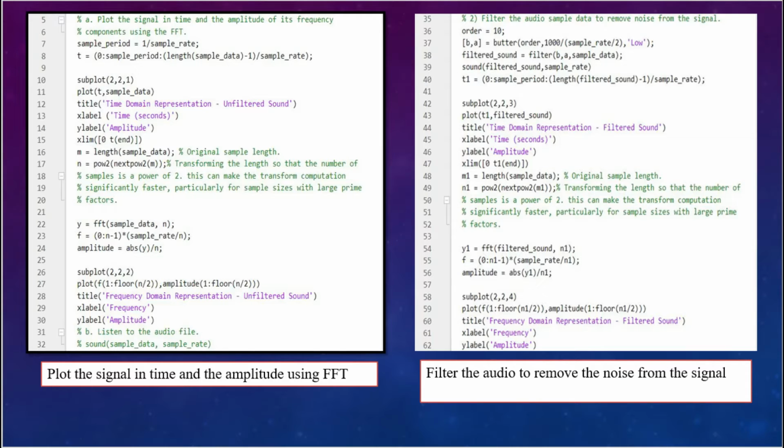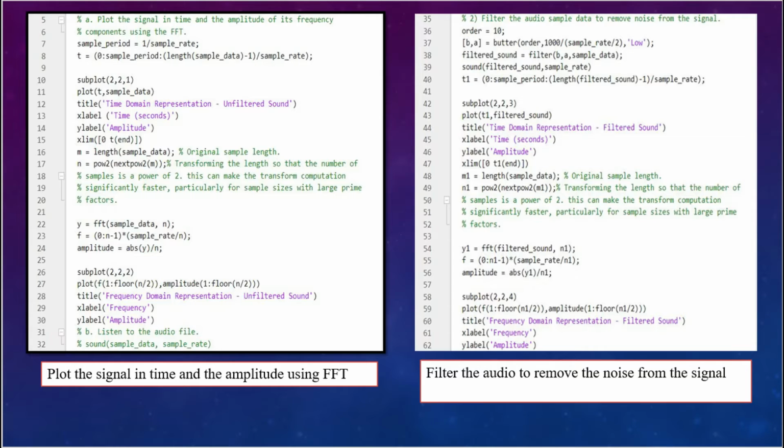Next, y equals fftshift(x). Its function is to shift the zero frequency component to the center of the spectrum. For the description, x is the input signal. y is the shifted output of the signal x. Next is sound. Its function is to convert signal data to sound. For the description, sample data is the audio signal. Sample rate is the sampling rate.